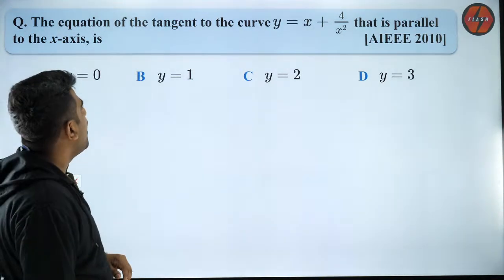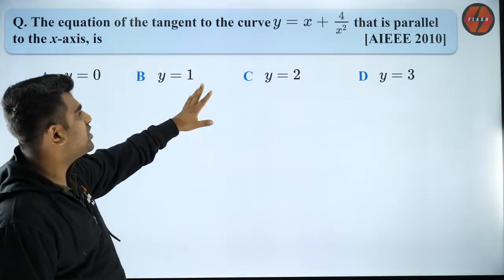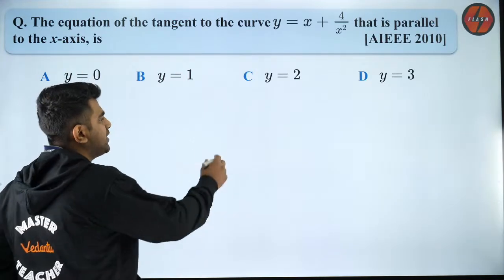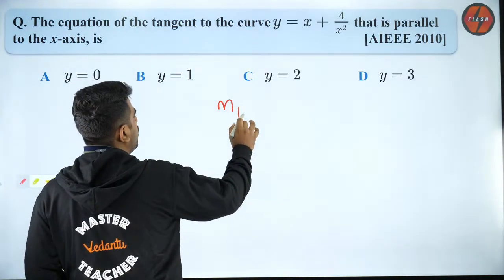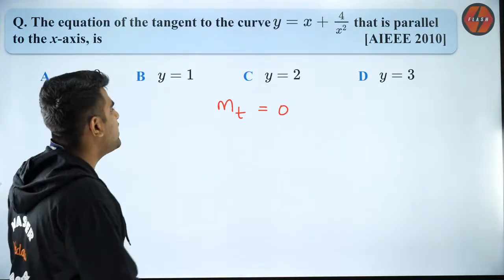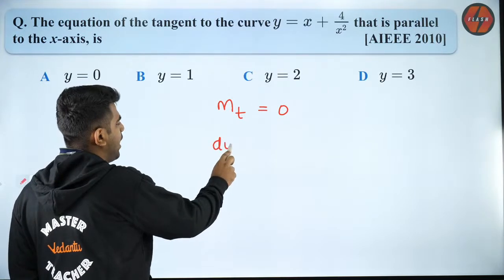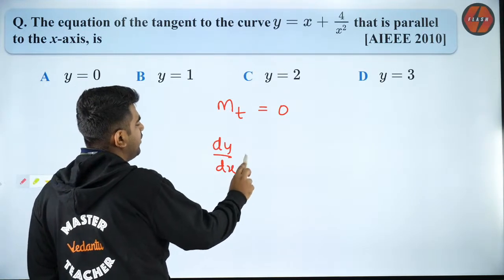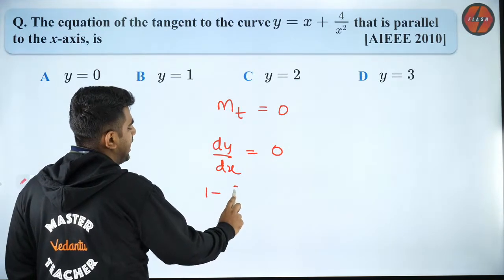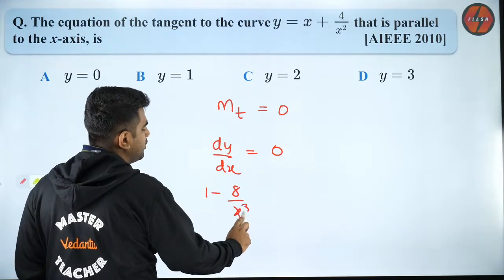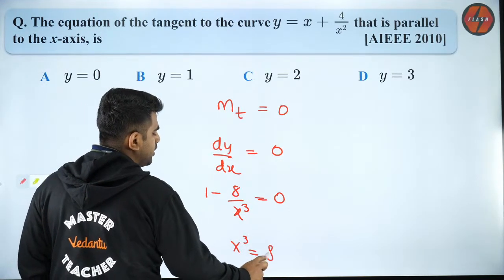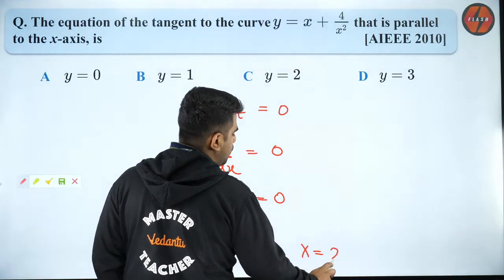So guys, what is given over here? The equation that is parallel to x-axis. So when I say parallel to x-axis, do you agree the slope of tangent is 0? Yeah. So what is slope of tangent? That is dy by dx is 0. So if I say dy by dx is 0, that means 1 minus 8 by x cube is equal to 0. So can I say x cube is equal to 8? So can I say x is equal to 2?